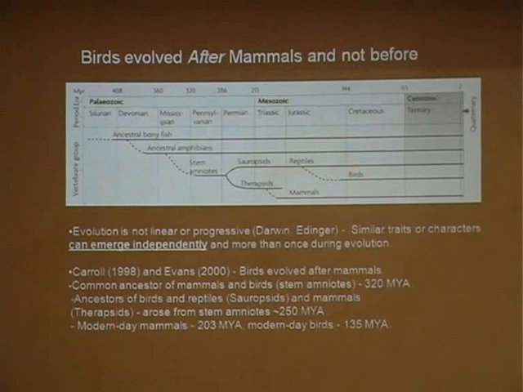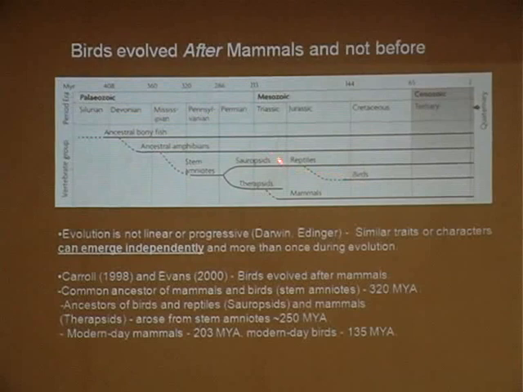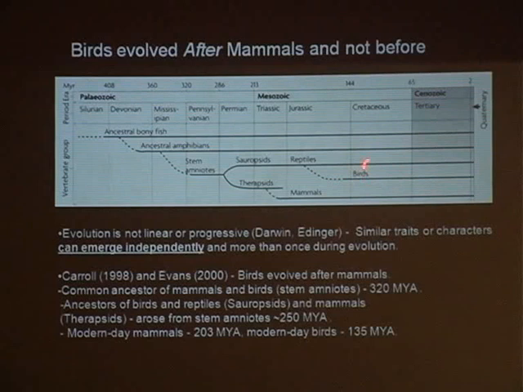This was actually the work of Carol Evans and many others. And then this gave rise to the sauropsids and therapsids. Now, both reptiles and birds have evolved from sauropsids, whereas mammals have evolved from therapsids, and this was about 250 million years ago. Whereas modern mammals arose 203 million years ago, birds have in fact evolved later, about 135 million years ago. So it's not true that birds actually evolved before mammals, they did so afterwards.